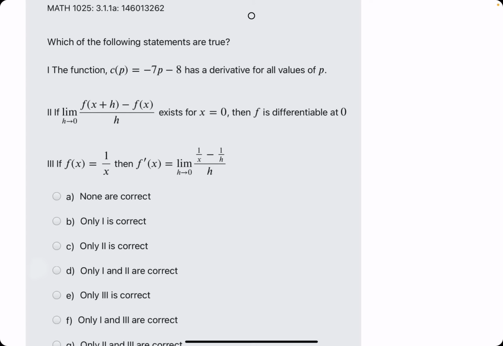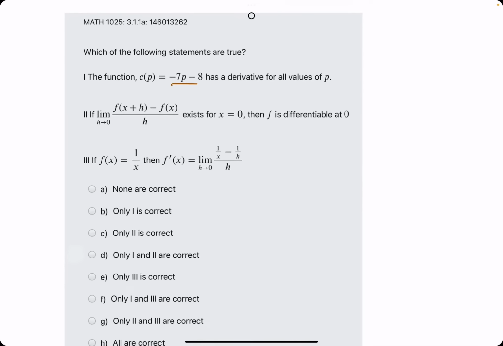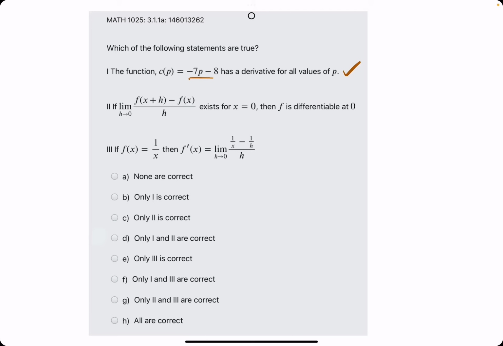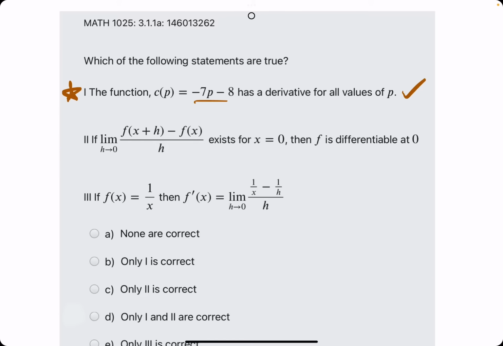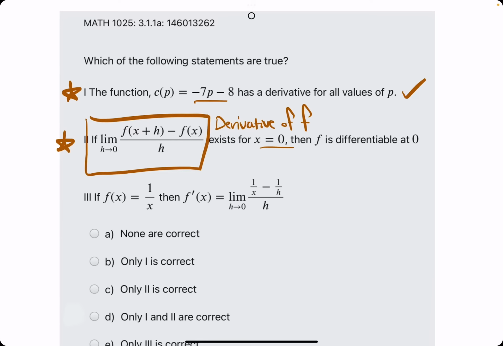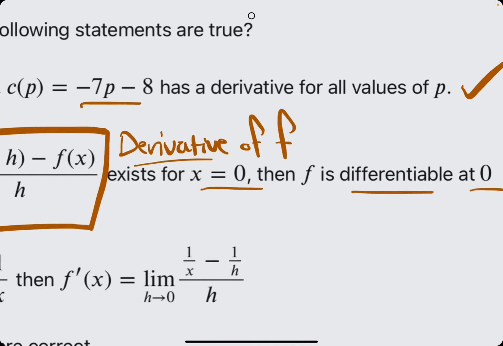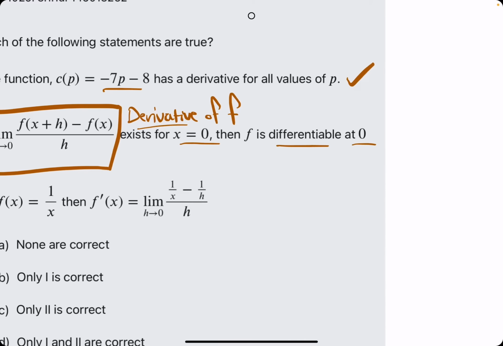The function negative 7p minus 8 has a derivative for all values of p. That's true, because there are no values of p we could plug in there to create an undefined function value. Number 2, if this exists for x equals 0, again, this means the derivative of f in this case. So they're saying if the derivative of f exists for x equals 0, then f is differentiable at 0. That is true, because differentiable means the derivative exists. And so the derivative exists at x equals 0, it's differentiable at 0.